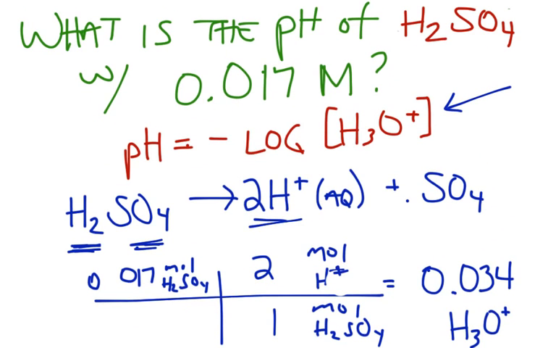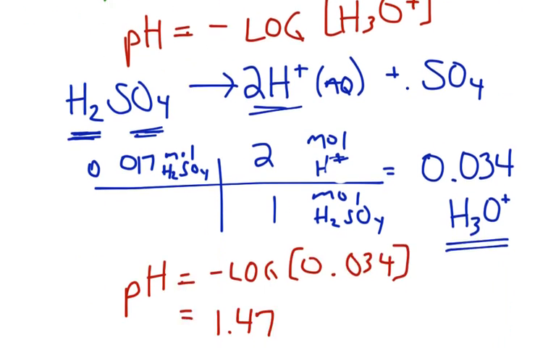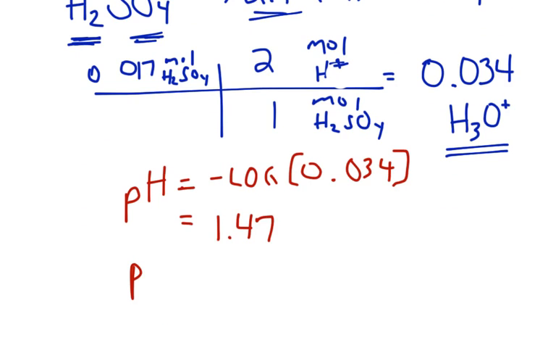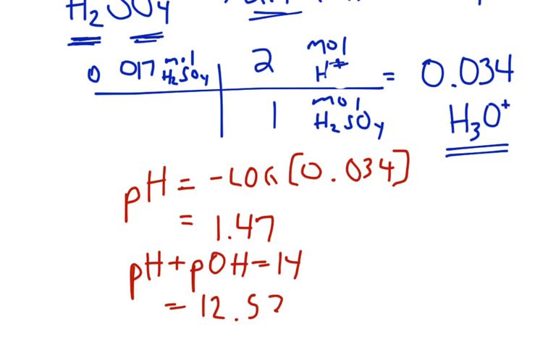Again, if the question had said, what's the pOH, I would have done the exact same thing, except then I would have said pH plus pOH equals 14. 14 minus 1.47 is 12.53, which would be my pOH. So those are the two kinds of problems you'll have with acids. The only other option is you may have a problem that asks about bases.